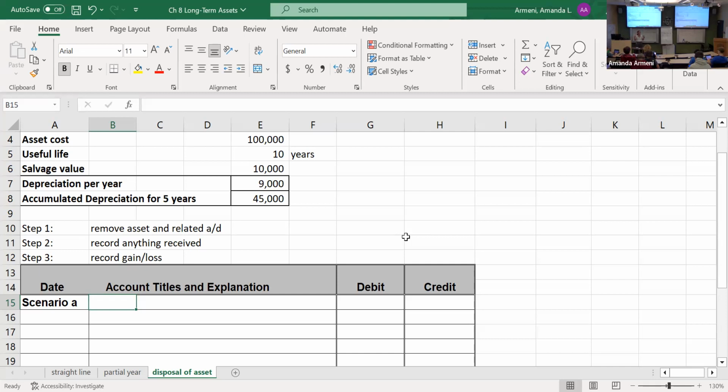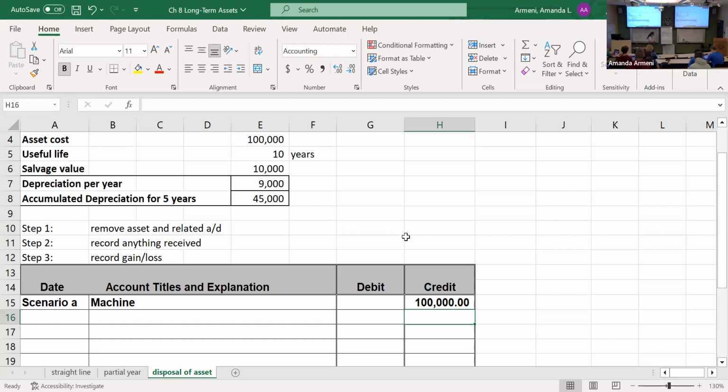Yep. Cash. Absolutely. So imagine that entry in your mind, right? If I put the asset on my accounting records with a debit, how do I take it off? How do I make it 0? A credit. So the first part of our entry is going to be credit machine 100,000. Does that make sense to you?